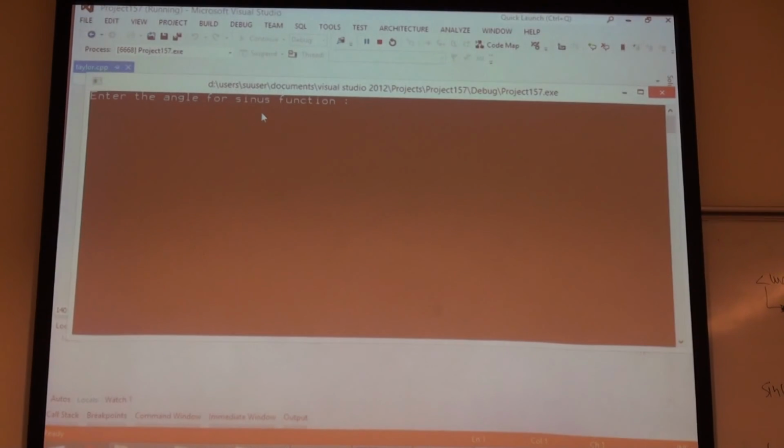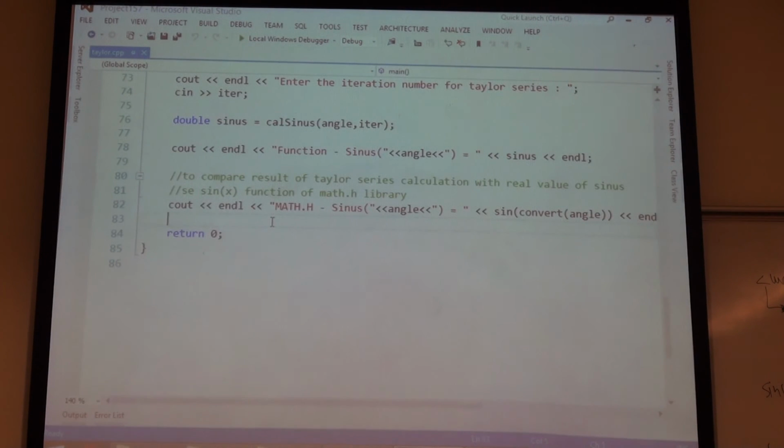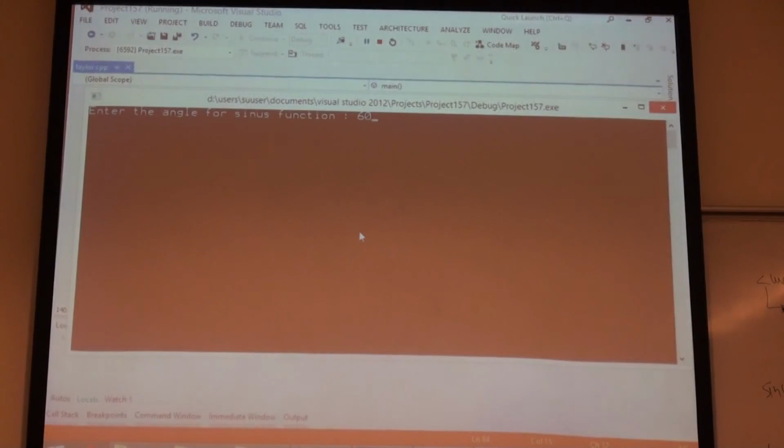Enter the angle for sine. Let me give 60. The number of iterations for the Taylor series. Iteration is basically how many terms we are going to use. Let's use 1, 2, 3 terms only, the ones that I've written here on the board. But we didn't include cin.ignore and cin.get. Okay, so I want to find the sine of 60 degrees with 3 iterations.